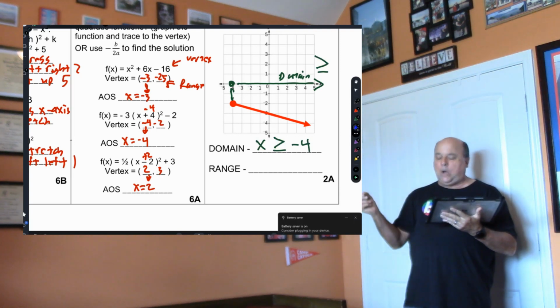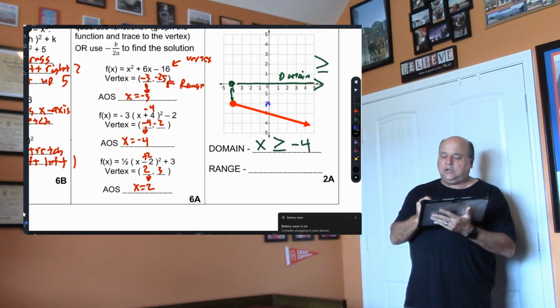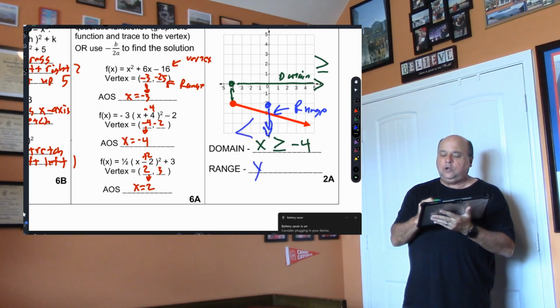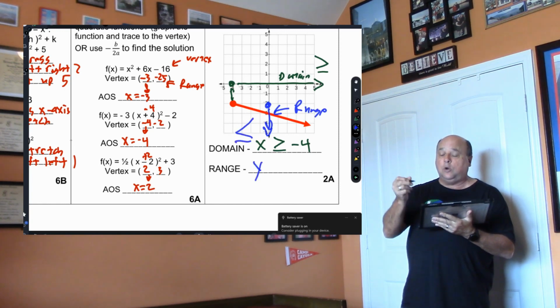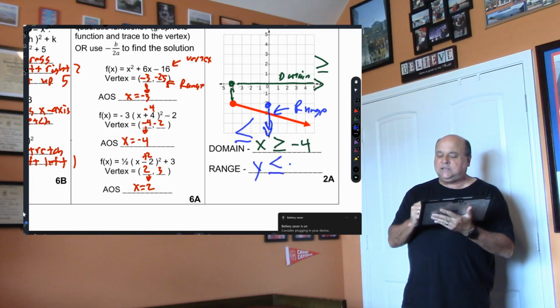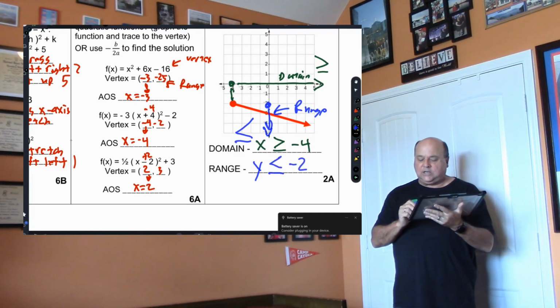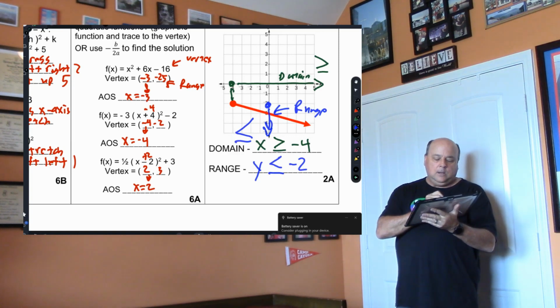My range is my y's, okay? So I'm going to go across here, put a dot, and the arrow goes down. This right here is my range. Okay, so my range is going to be y. If you go down, the numbers go less than. If you go up, they get greater than. y less than or equal to negative 2. That's going to be my range, okay?